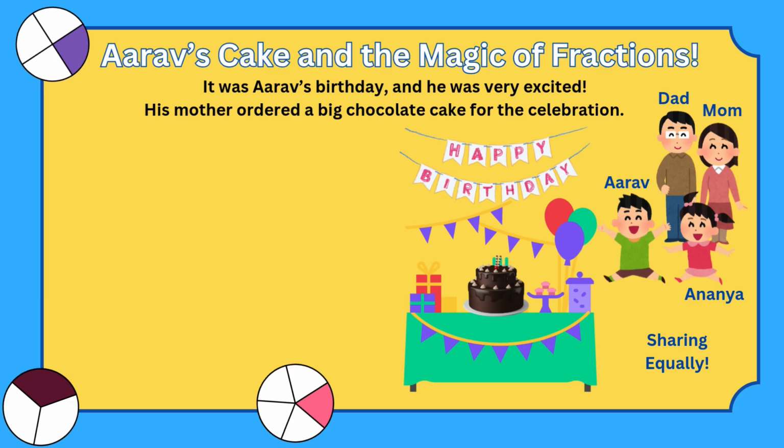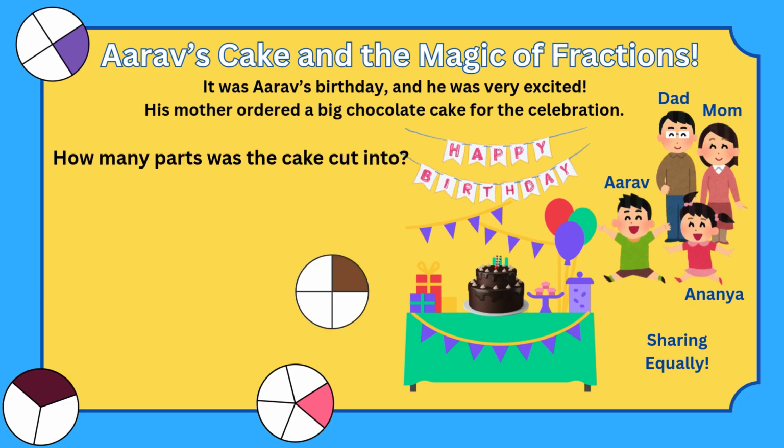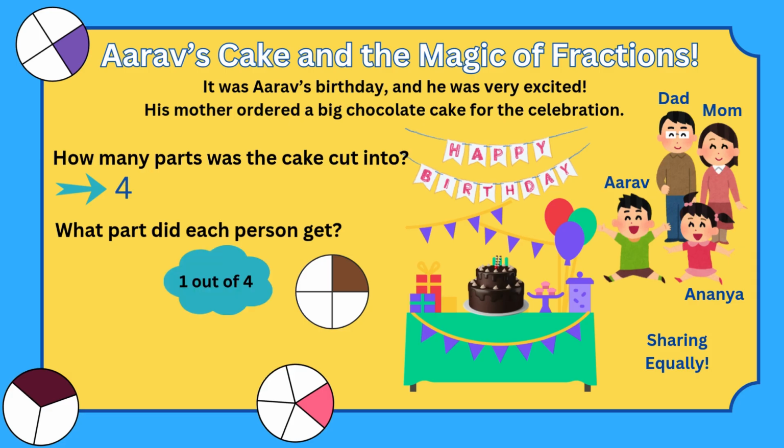So, the whole cake was divided into 4 equal parts. Each person got 1 out of 4 parts. Now Mom asked, "Arav, how much cake did each person get?" Arav proudly said, "Each of us got 1/4 of the cake. That's 1/4 or 1 part out of 4 parts." Everyone clapped and enjoyed their cake.